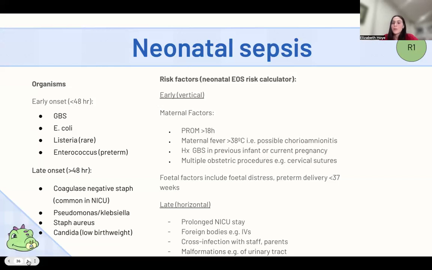Late onset is greater than 48 hours of life, and that can be caused usually by hospital stays. So a prolonged NICU stay, having any foreign bodies like IVs, cross-infection with staff who are seeing multiple patients, multiple babies, parents, or then any sort of malformations like of the urinary tract that could increase their risk of infection. And usually late sepsis is caused by things like coagulase negative staph, which is quite common in NICUs, Pseudomonas, Klebsiella, Staph aureus, and Candida, especially if they have a low birth weight.